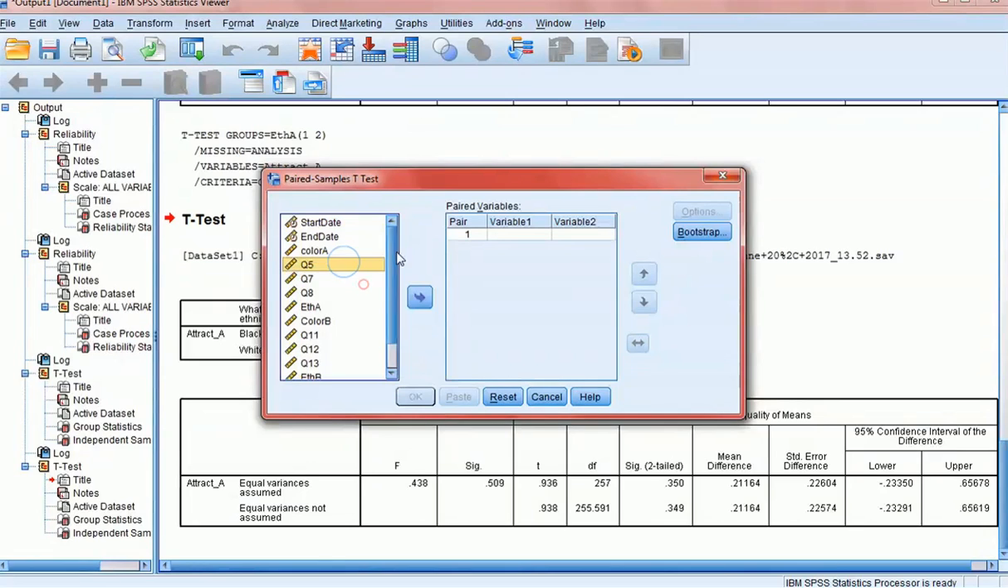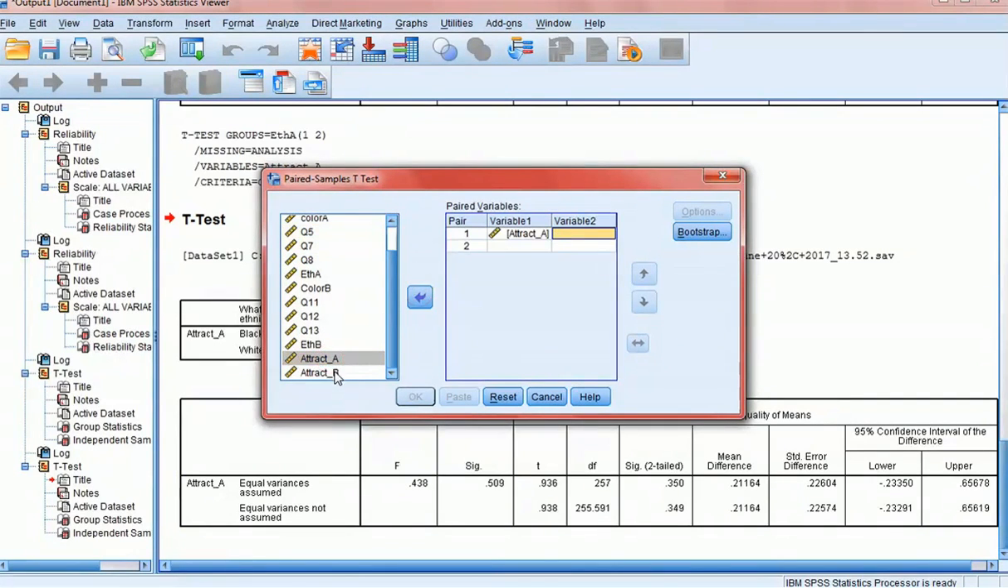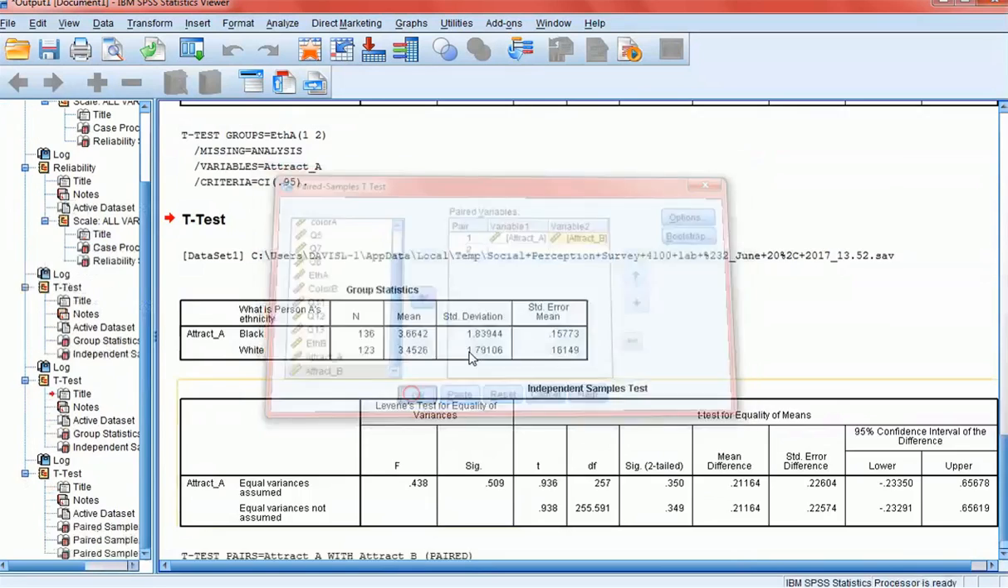And when we do a paired samples test, we're going to take the same ratings for the same participants on these two different variables. So the attractiveness ratings on average for person A and on average for person B. And then I'm going to click OK.